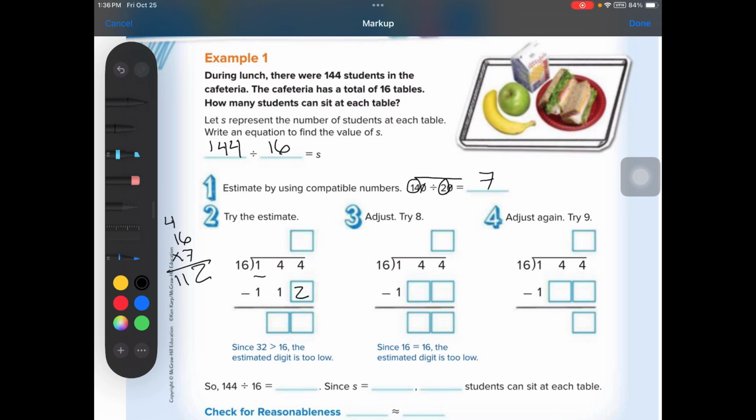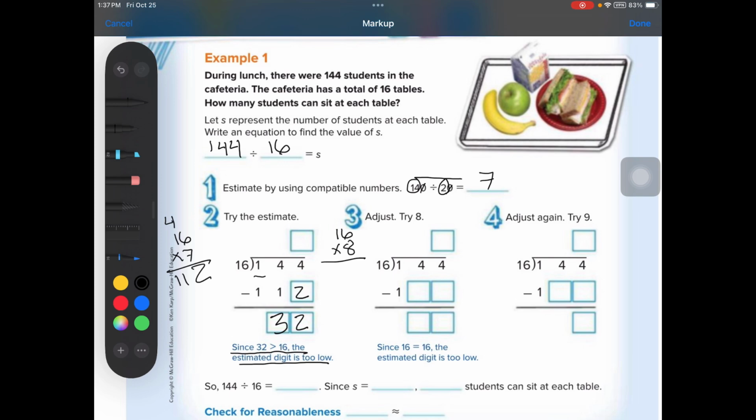Then we can subtract. 4 minus 2 is 2. 4 minus 1 is 3. So then we have 32. Since 32 is greater than 16, the estimated digit's too low. Okay, so we're going to adjust. We're going to try 8. So we're going to try 16 times 8.